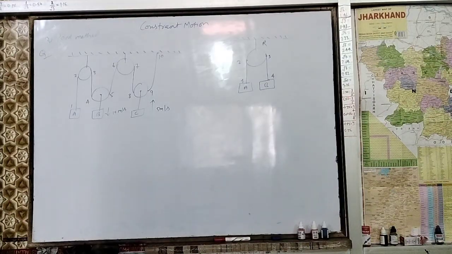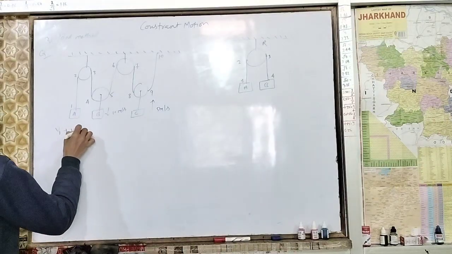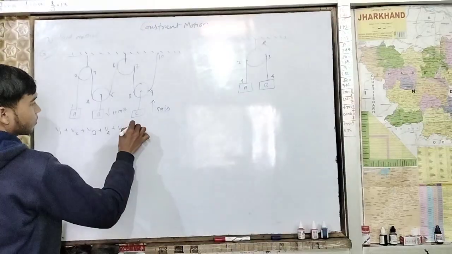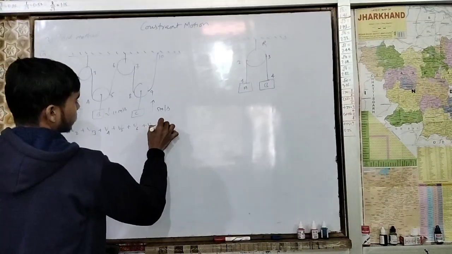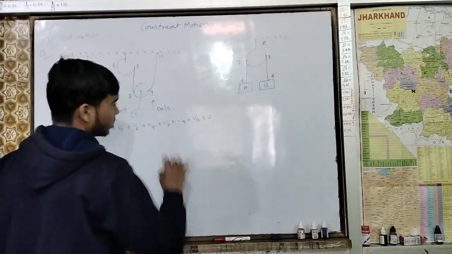You would say the concept says that V1 plus V2 plus V3 plus V4 plus V5 plus V6 plus V7 plus V8 plus V9 plus V10 will be equal to 0.